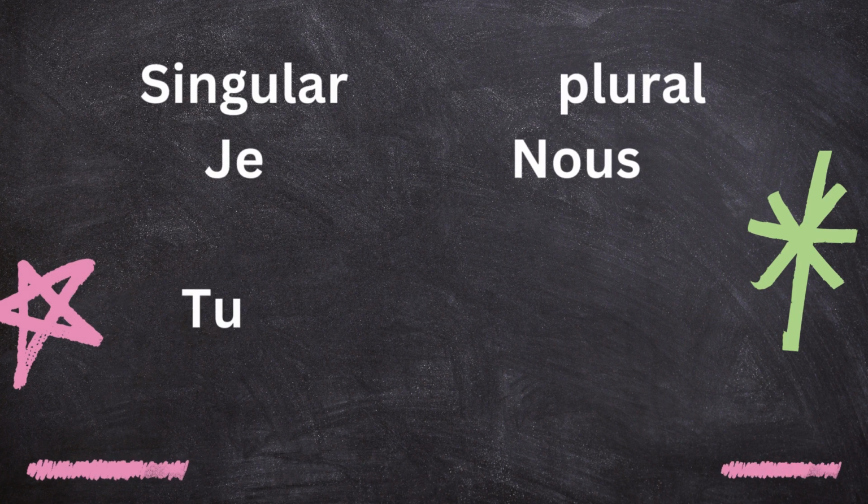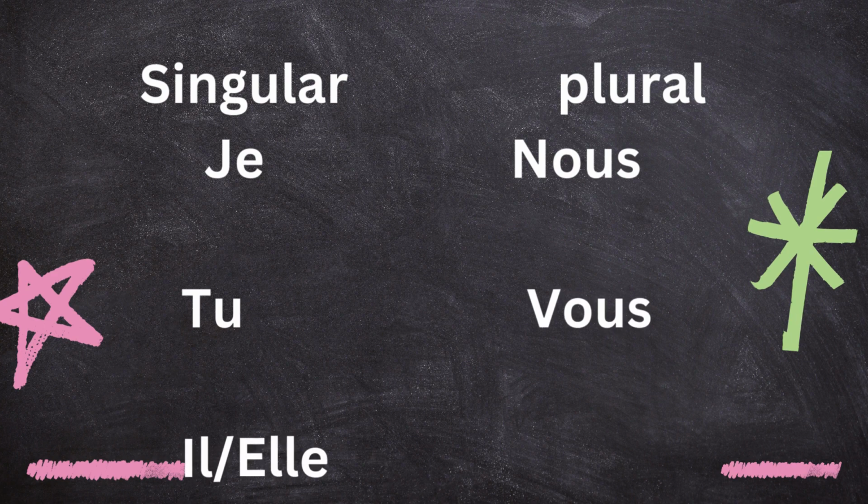We have je, the plural of je is nous, tu, the plural of tu is vous, il, the plural of il is ils, elle, and the plural of elle is elles. So the S is not pronounced, it's just il and elle.